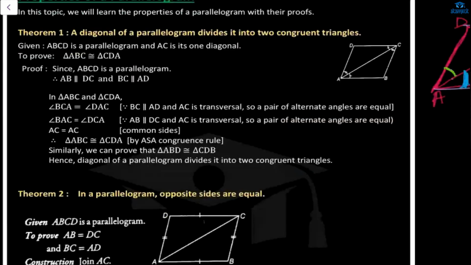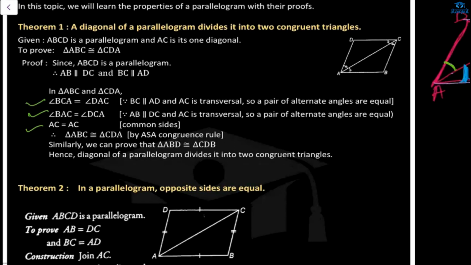So see, I have written with all the details. Okay. That AC is common, everybody knows. And how angle BCA is equal to angle DCA. Okay. Transversal, so pair of alternate angles are equal. Okay. Similarly for BAC and DAC. Okay. So triangles are congruent from ASA. Okay. So we have proved here theorem 1.